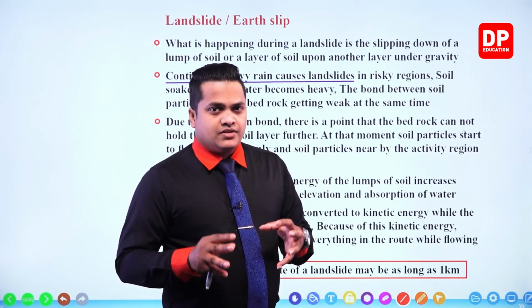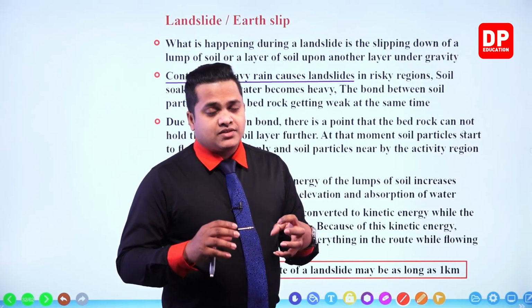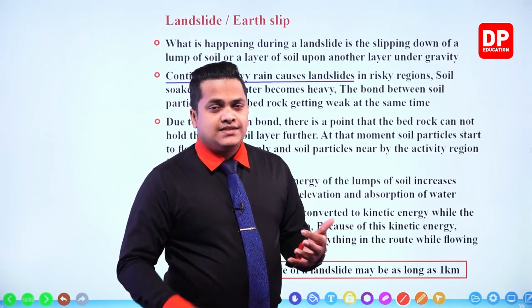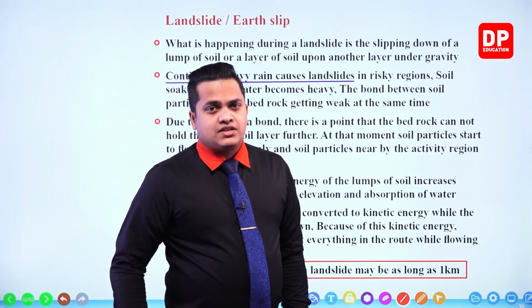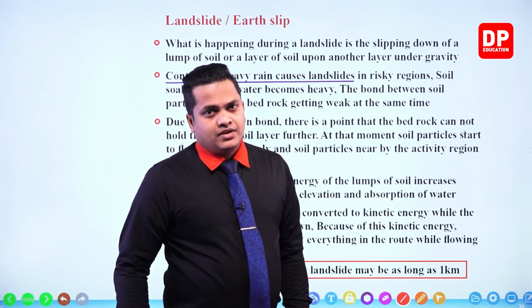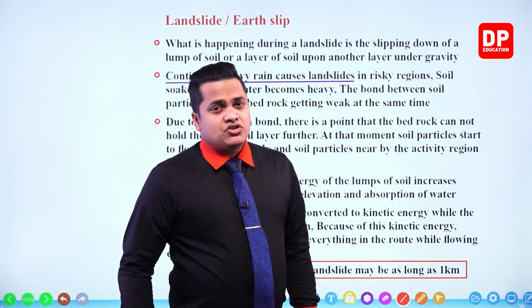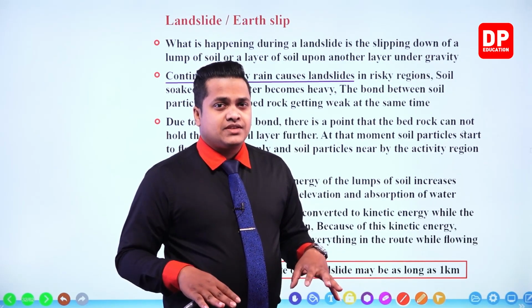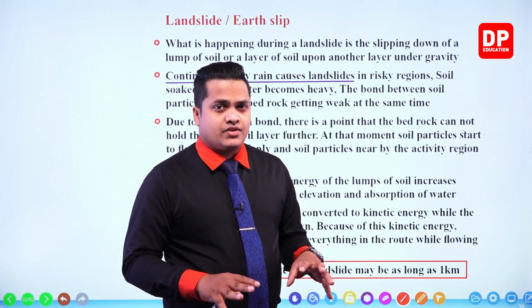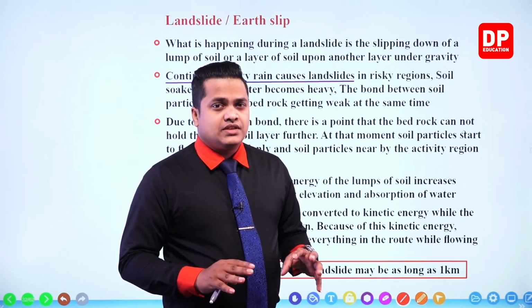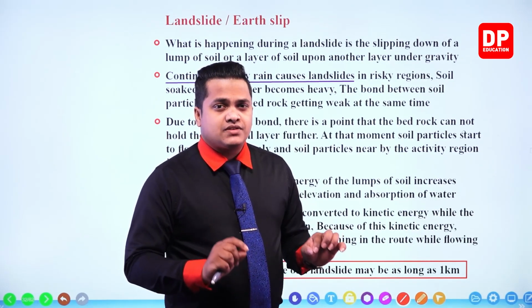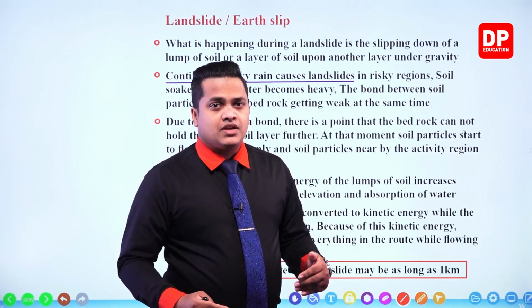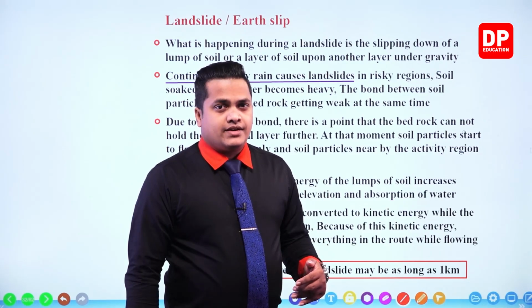So this method, this coming down of the soil layer towards the ground, is referred to as a landslide or an earth slip, right? The danger is that, my dear children, all the things which are placed on the surface of the soil are going to crash down and come down with the lump of soil, right?